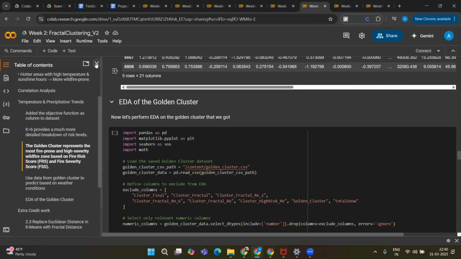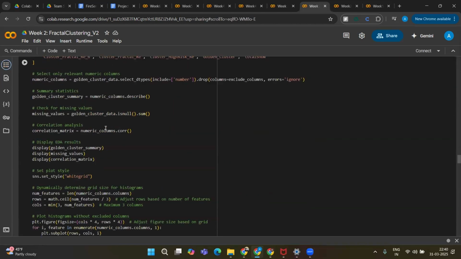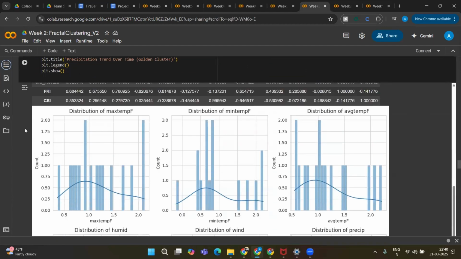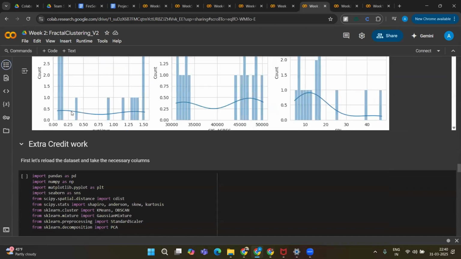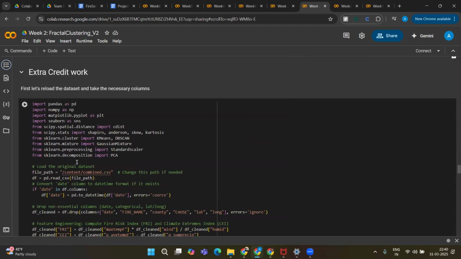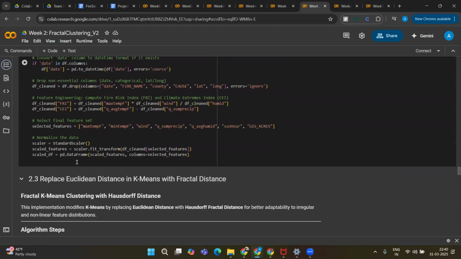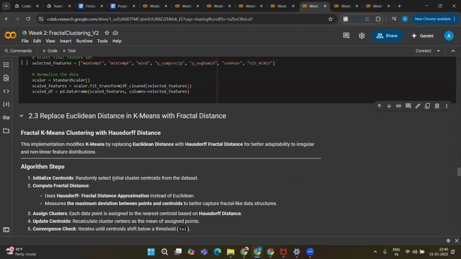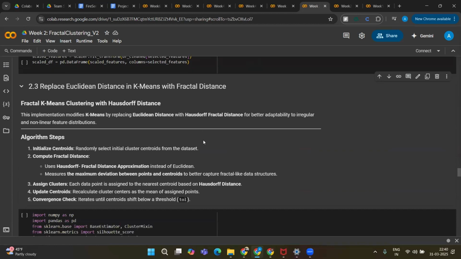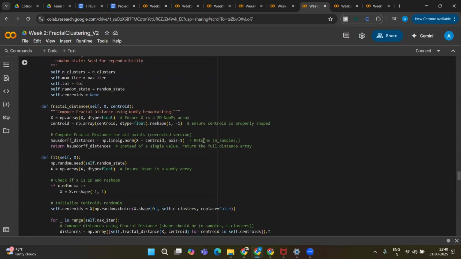After that, we did EDA on that golden cluster, looking at all of the distributions that were there in the golden cluster, and also the correlation matrix and correlation map. And then after that we did the extra credit work. The first thing that we had to do was, instead of using Euclidean distance, use fractal distance using some other formula. So we did Hausdorff fractal distance to compute the k-means. So this is the code that we have for that.